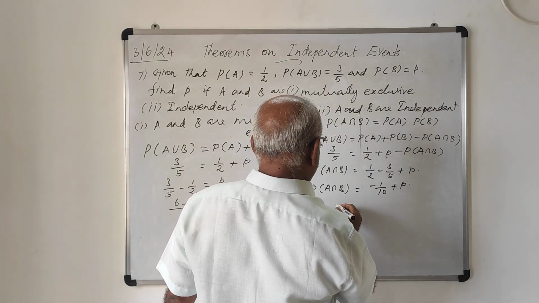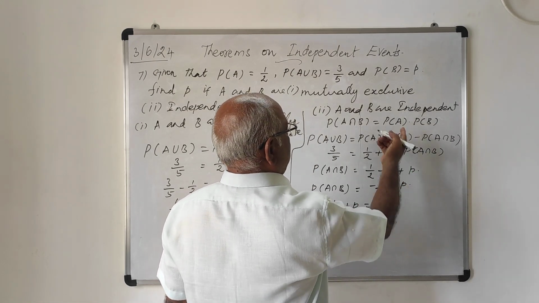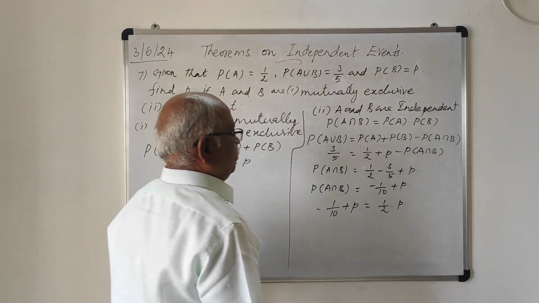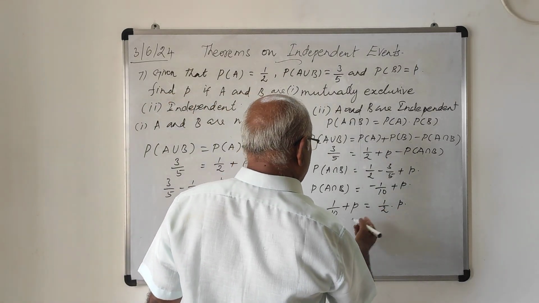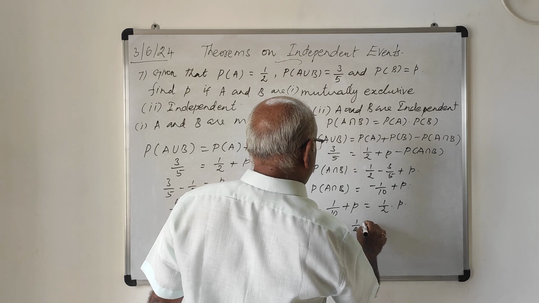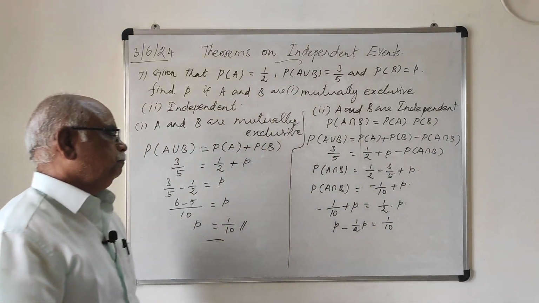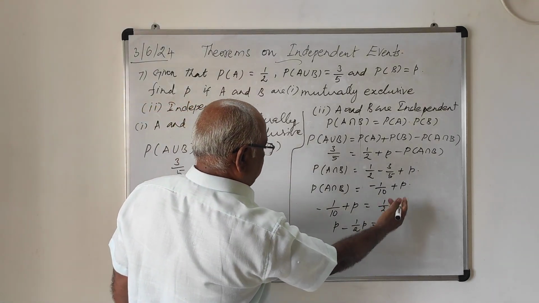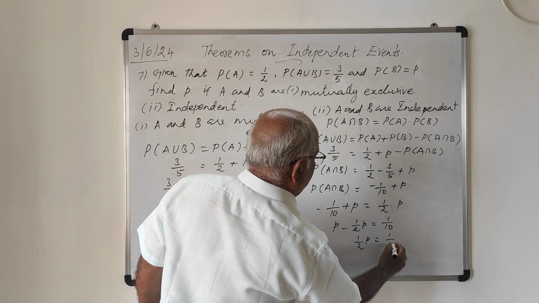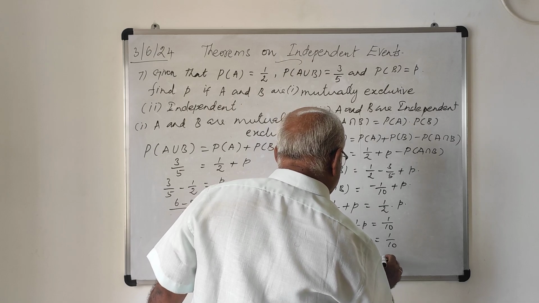Now, if A and B are independent, we have to prove that P of A intersection B, which is minus 1 by 10 plus P, equals P of A, which is 1 by 2, times P of B, which is P. That is, you bring this 1 by 2 P to the left hand side, it is minus 1 by 2 P, and 1 by 10 to the right hand side, it is plus 1 by 10. P minus 1 by 2 P equals 1 by 10. P minus 1 by 2 P is 1 by 2 P. So this implies P equals, on cross multiplication, 2 by 10.